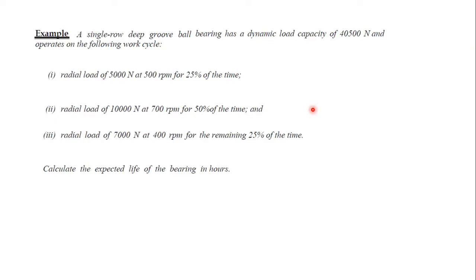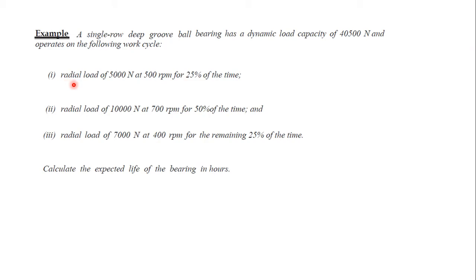Okay, now let's have a look at the examples based on design of bearings against cyclic loads and speeds. A single row deep groove ball bearing has a dynamic load capacity C of 40500 Newton and operates on the following work cycle. This is the work cycle of the bearing.